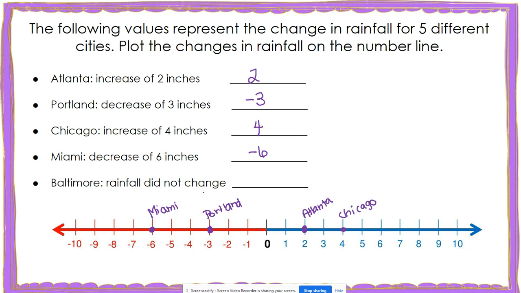Finally, I see that in Baltimore, the rainfall did not change. If the rainfall did not increase or decrease and instead stayed the same, then the amount of change for Baltimore is 0. 0 is one of those tricky numbers because it's not positive and it's not negative. It is its own entity. So 0 is neutral, and we would place it right here in the middle of our number line. By looking at my number line, I can compare the change in rainfall for my different cities.